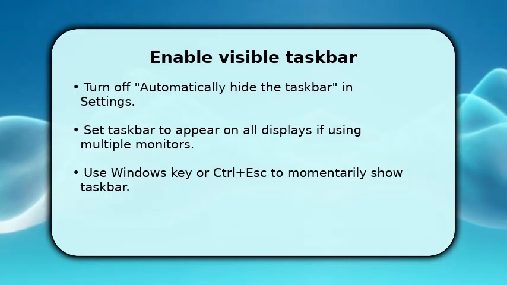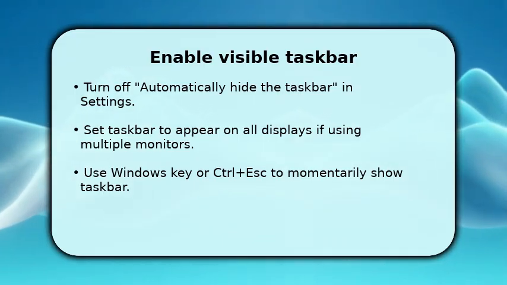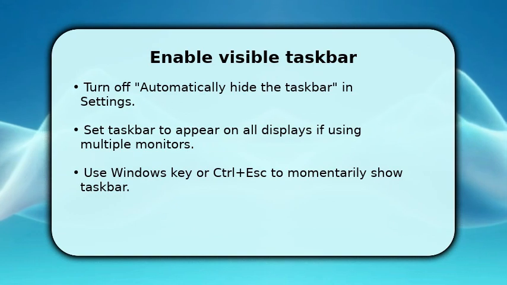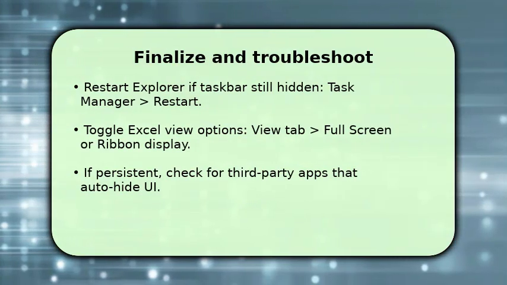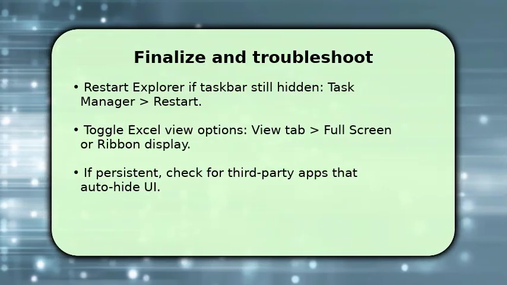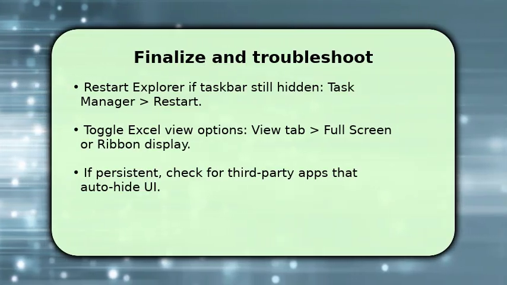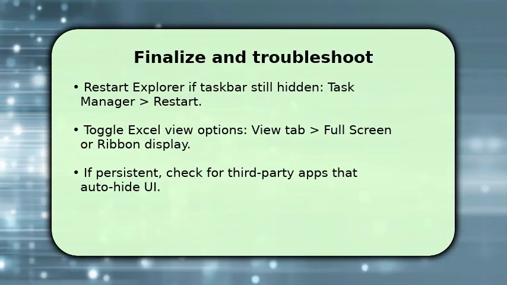These steps explain why the taskbar reappeared. Hiding is a system-level feature, not an Excel-only setting. Finish by testing. Maximize Excel and confirm the taskbar remains visible. If not, restart Windows Explorer from Task Manager to refresh the shell.